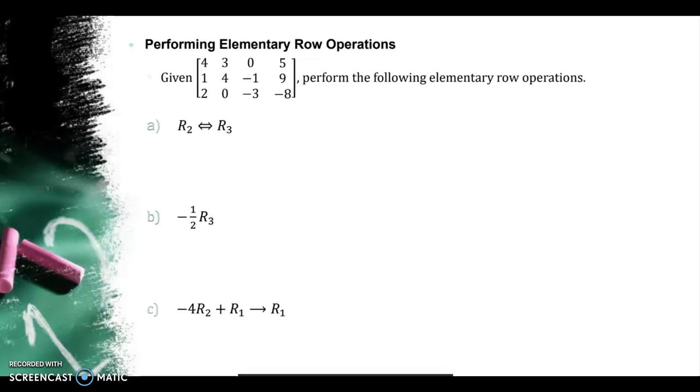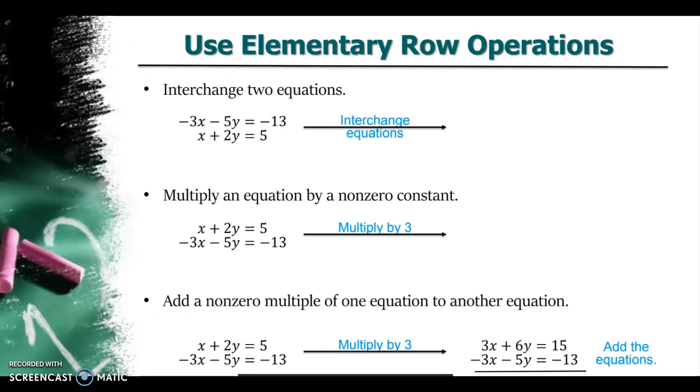Hey everybody, in this video we're going to talk about performing elementary row operations. Let's back up a little bit and connect this to solving systems of equations. So when we solve a system of two equations, two unknowns, let's say we have these two equations, negative 3x minus 5y equals negative 13 and x plus 2y equals 5.